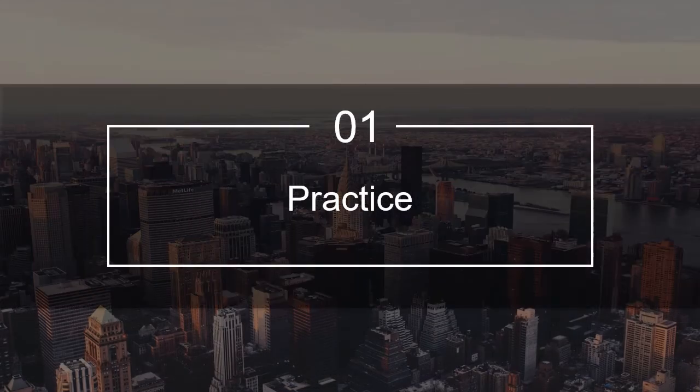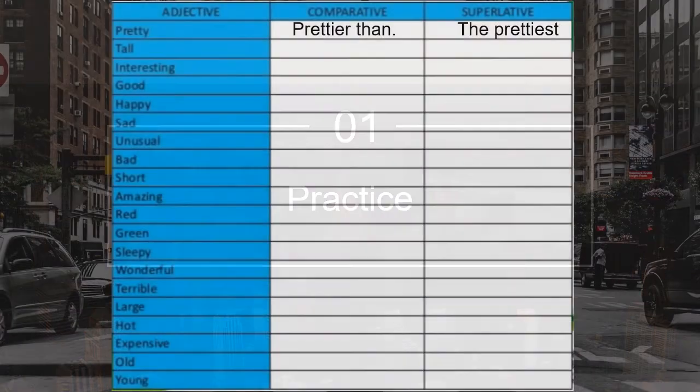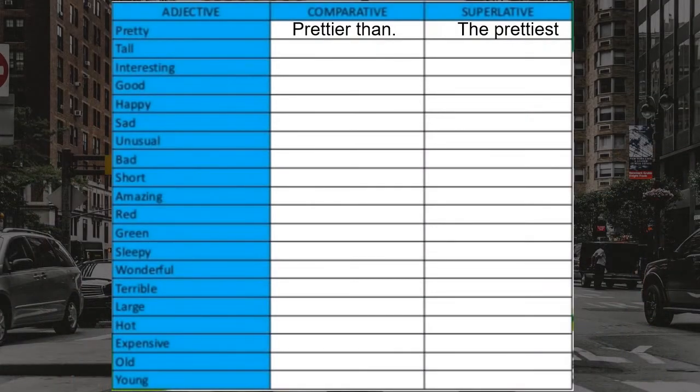Okay, we have some practice over here. This is a table in which you can apply the comparative and superlative just for practice. You can write it down in your notebook and you can practice applying the rules that I already explained.